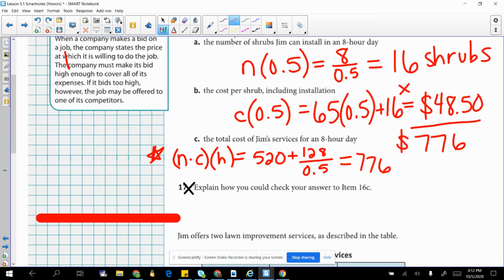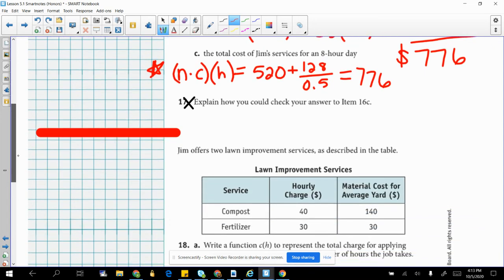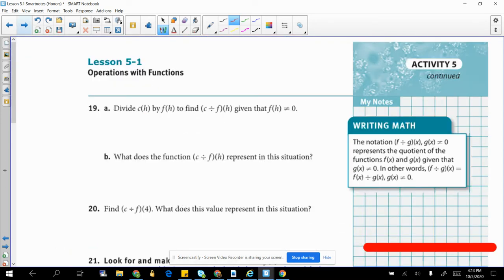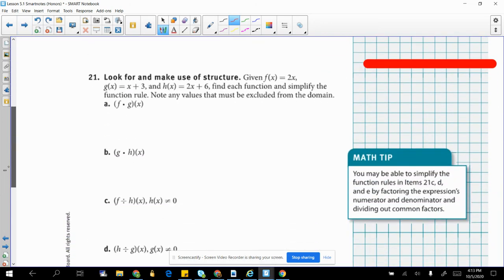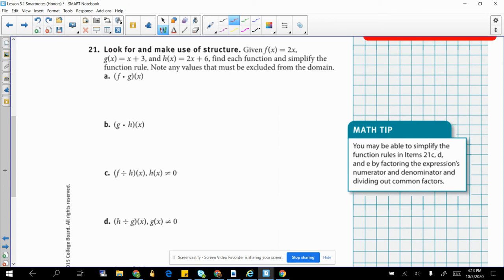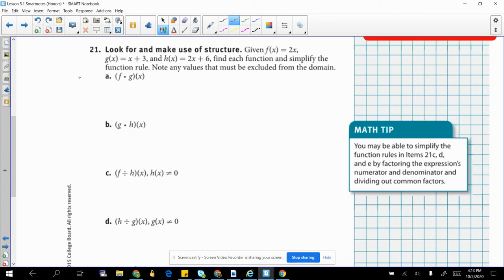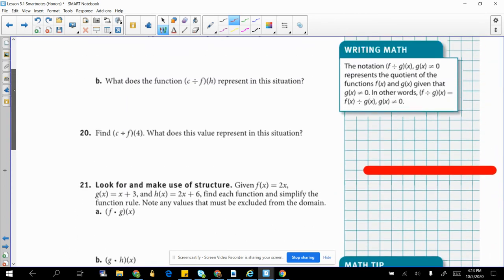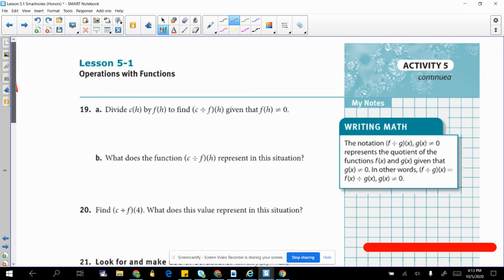All right. So let's look at a couple more examples. We're going to skip over the rest of this page. This moves into division here. And then we're going to jump into 21 on page 77, parts A and B, because those, if you look at the notation, those are both asking for multiplication.